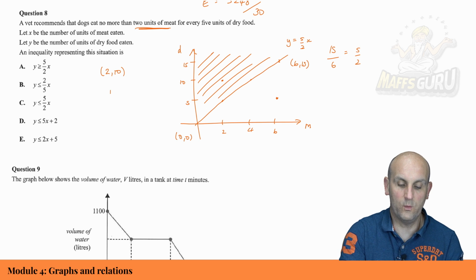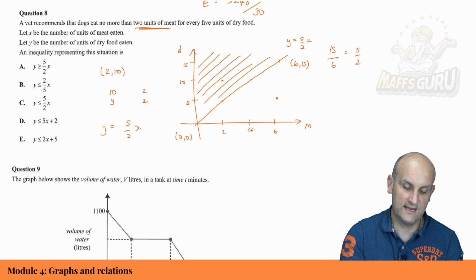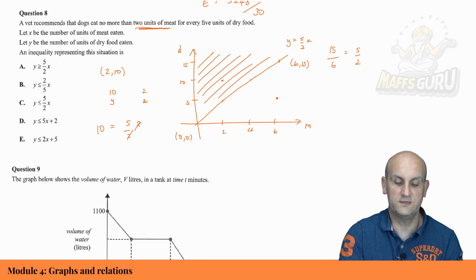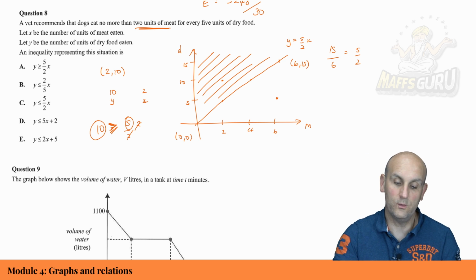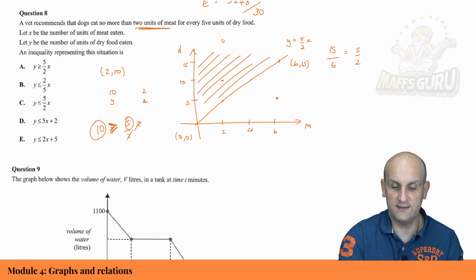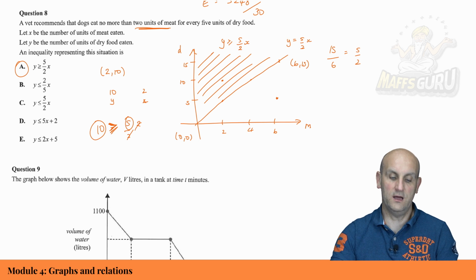And I say, well, if my y value is 10 and my x value is 2, then if we look at the formula y is equal to 5 on 2x, we know y is equal to 10, x is equal to 2. They cancel out, which means that 10 is greater than 5, and so this section here is greater than or equal to. So this section is going to be y is greater than or equal to 5 on 2x, which gives A as the correct answer.